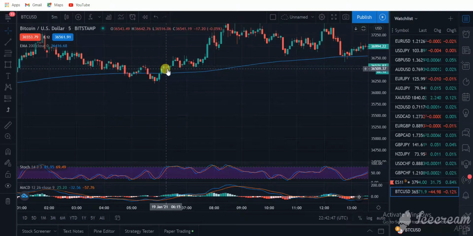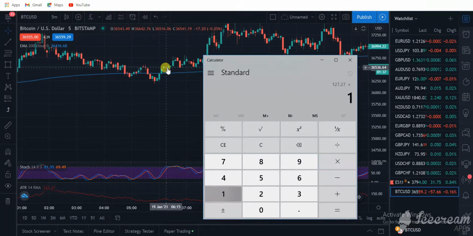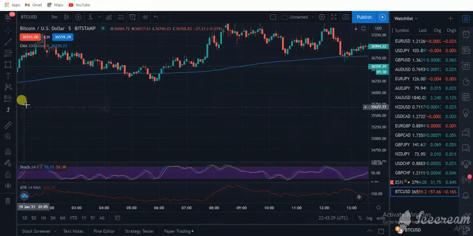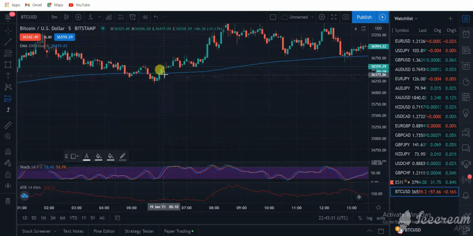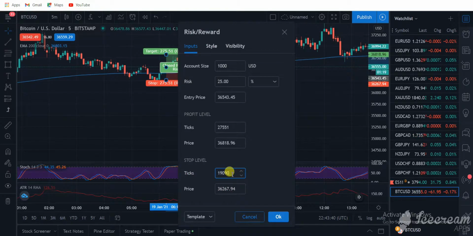For the trade, guys, we actually want to use the ATR. So the ATR value of this candlestick on the BTC USD, Bitcoin USD, is 127.27. Then we use a 1.5 multiple of the ATR. So we take a trade at this doji candlestick.